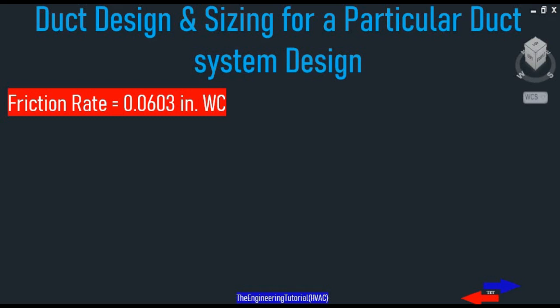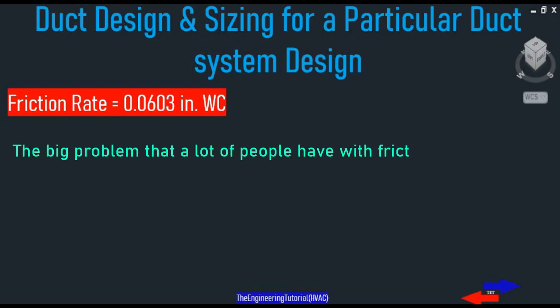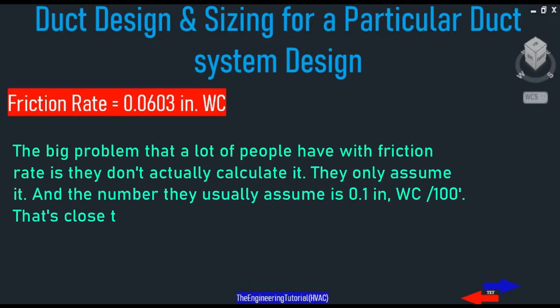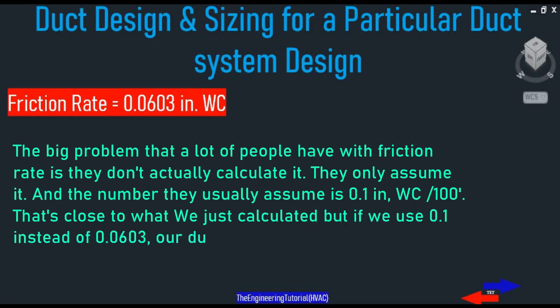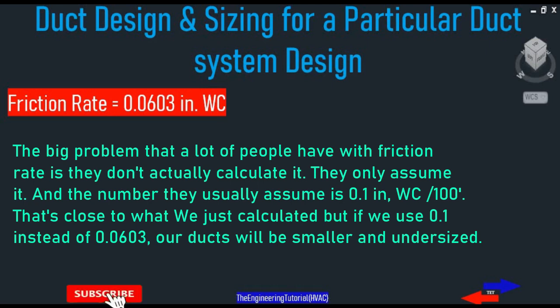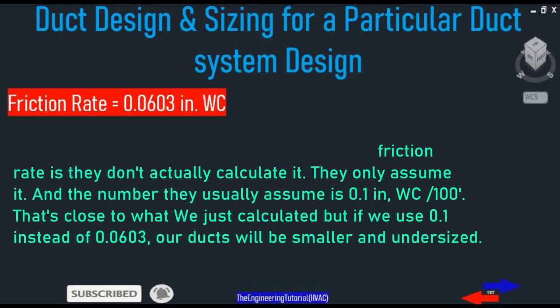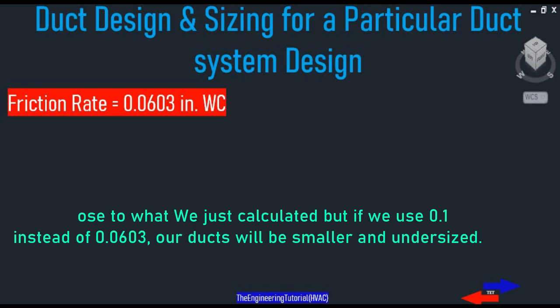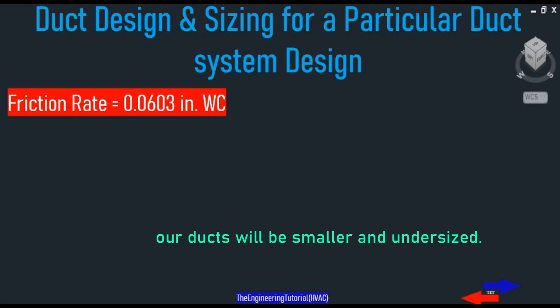The big problem that lots of people have with the friction rate is they don't actually calculate it. They only assume it. The number they usually assume is 0.1 inch of water column per 100 feet, and that's close to what we just calculated. But if you use 0.1 instead of 0.0603, our ducts will be smaller, or undersized. Do you know why they will be undersized?